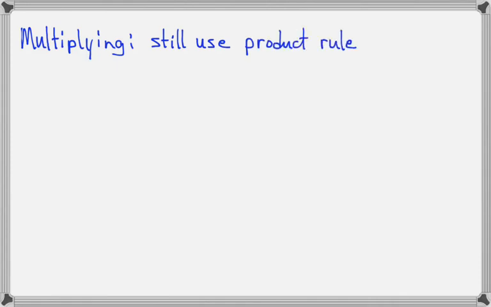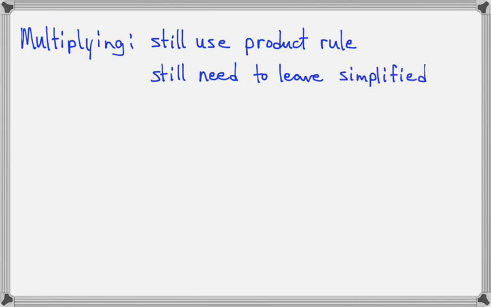Okay, now let's look at multiplying radicals together. We're still using the product rule, but we don't actually have to do the multiplication to multiply the stuff together. We're actually trying to break down the radical as simple as it can be. So we still need to leave everything simplified.